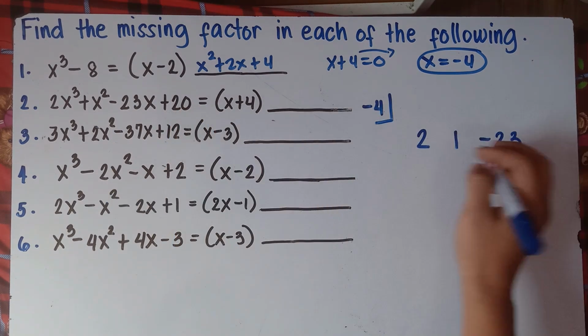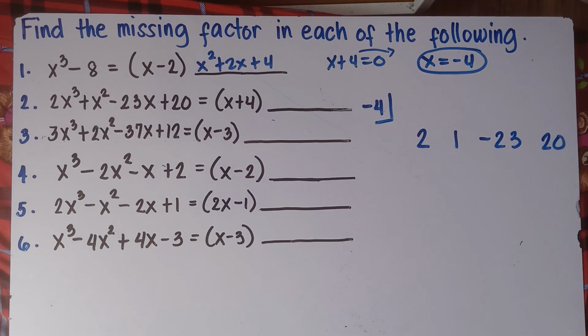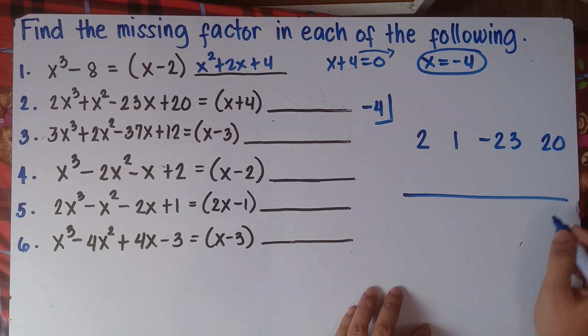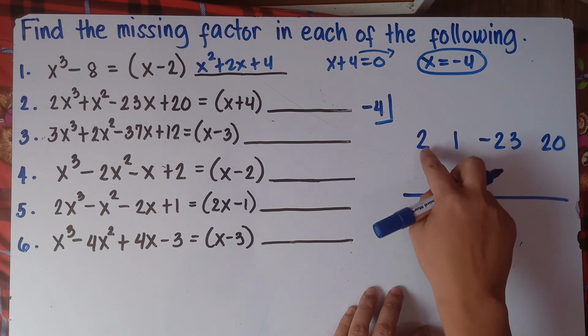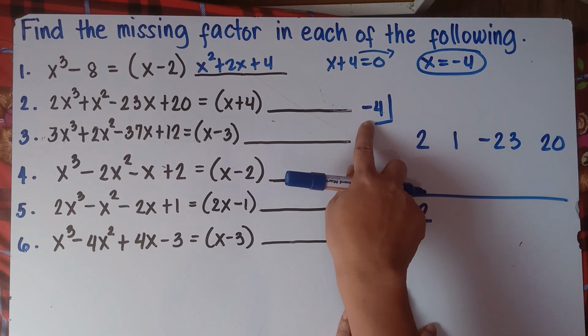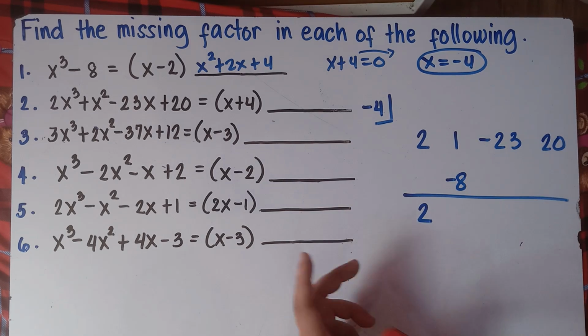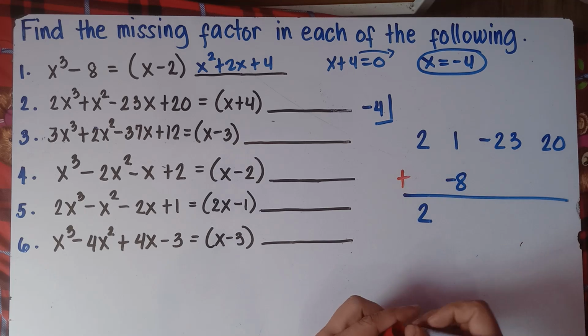And for the constant is 20. Alright, and then you put a horizontal line, you bring down 2. Then you multiply 2 times negative 4. That's negative 8. Then you add 1 plus negative 8.